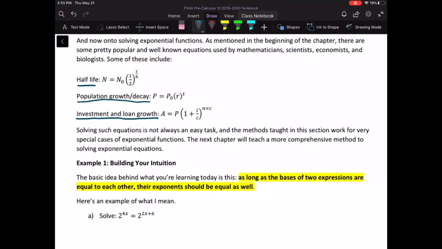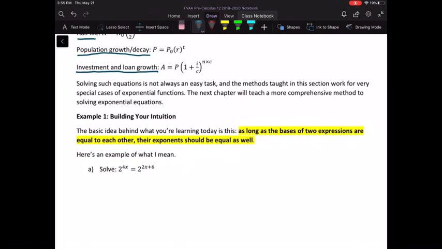exponentially, which is exciting. So solving such equations is not always an easy task, and the methods taught in this section work for a few special cases for exponential functions. The next chapter will teach you more comprehensive methods for solving exponential functions. So these two chapters, Chapter 7 and Chapter 8, go very closely together. So example number 1 is building your intuition here.